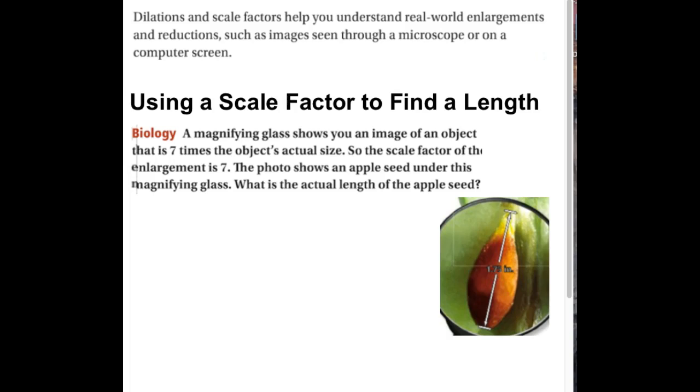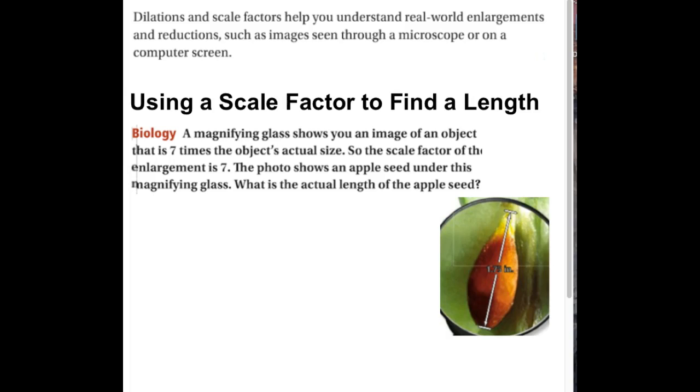So this is kind of your coordinate plane and point dilations, but one thing we're also going to talk about is context. We can use dilations and scale factors in the real world when we talk about enlargements and reductions, such as images seen through a microscope or a computer screen. So this first one, we've got a magnifying glass. It allows you to see an image of an object that is 7 times the object's actual size.